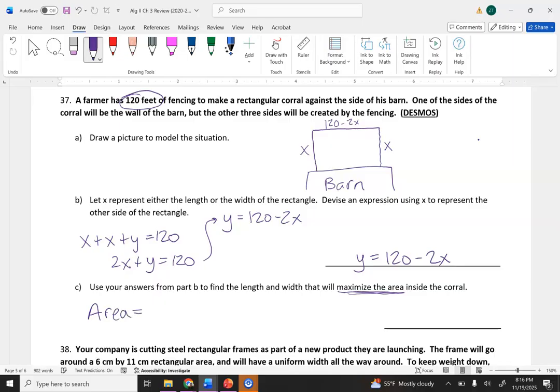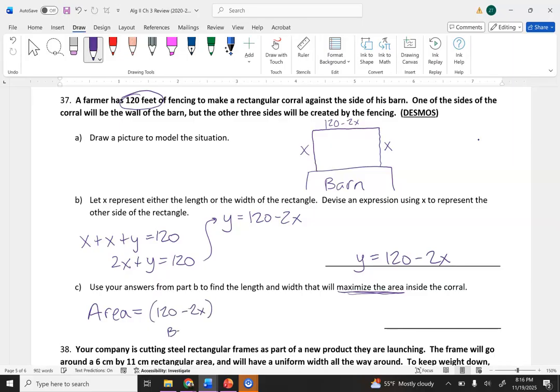Well, area of a rectangle is very simple. It's length times width, or base times height, however you like to think of it. The base of this rectangle is going to be this 120 minus 2x side length.